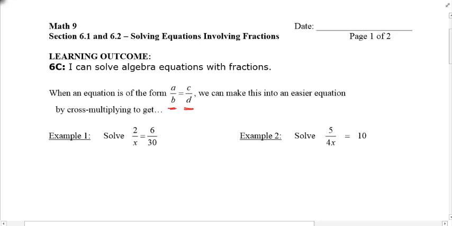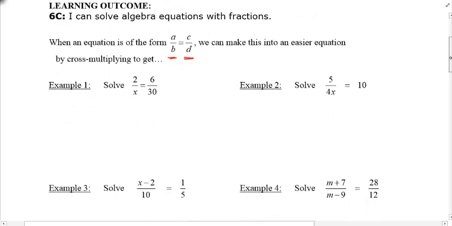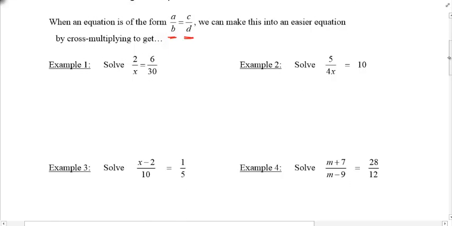Hopefully you remember the idea of cross multiplying, and that's, I think, the best strategy for doing these types of questions. So in this case, you're going to cross multiply. 2 times 30, that's 60. And then 6 times x is what you got there. Then you have a nice equation. You're going to solve for x, so divide both sides by 6, and you get x equals 10.